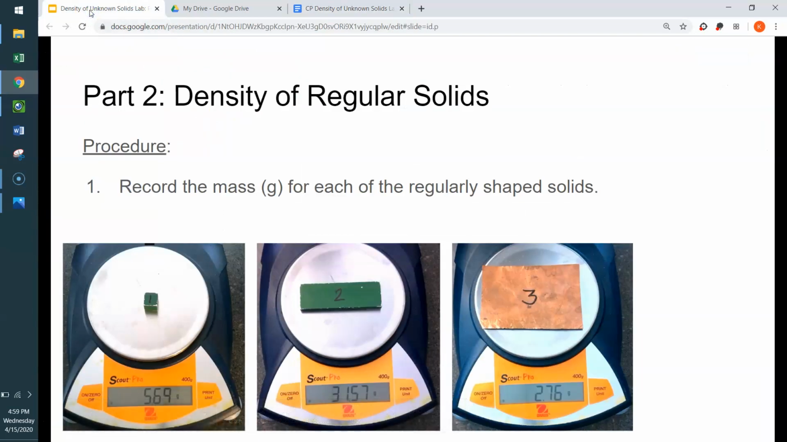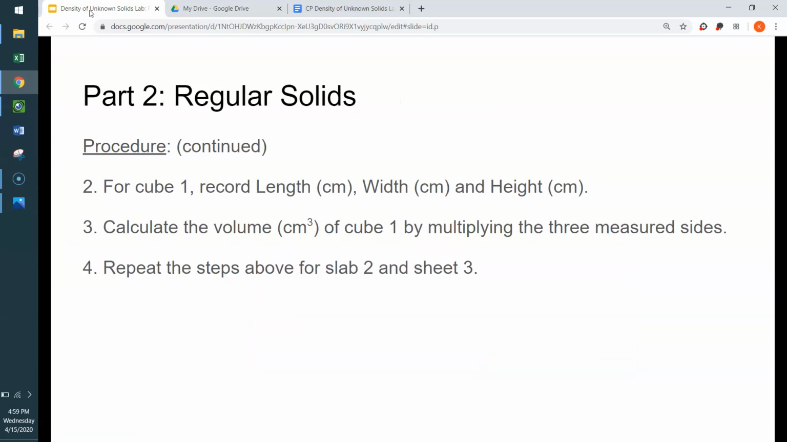Remember that you can pause this video at any time so that you can go to your Density of Unknown Solids lab document and type in the necessary data. Okay, once we have this mass typed right on in, we move on to calculating the volume for each of these objects individually. So in order to find the volume of a regular solid, we need to measure the length in centimeters, width in centimeters, and height in centimeters.